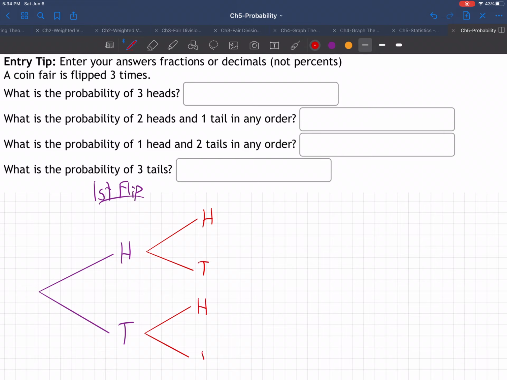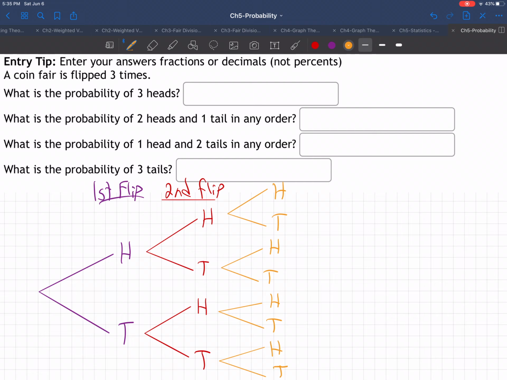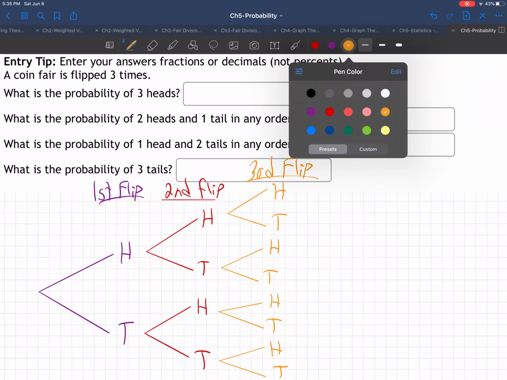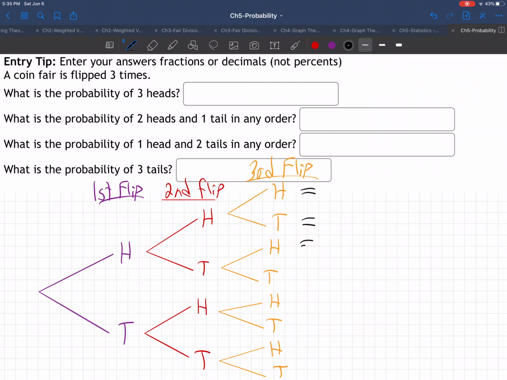Heads, tail, head, tail for the second flip. And then we have the third flip. And that's head, tail, head, tail, head, tail, head, tail. Whoops, getting a little scribbly there. Third flip. So we have 3 flips all together. Putting this all together, the ends here, we'll show the results.